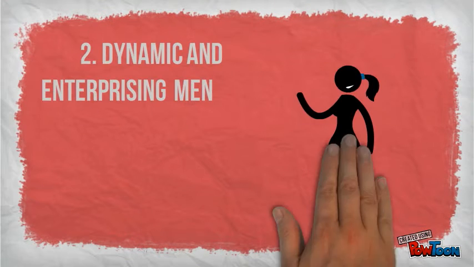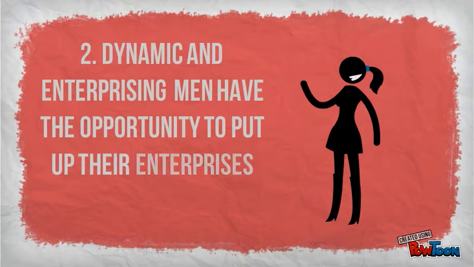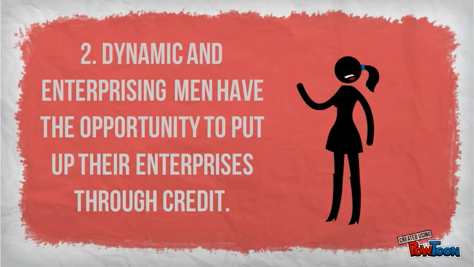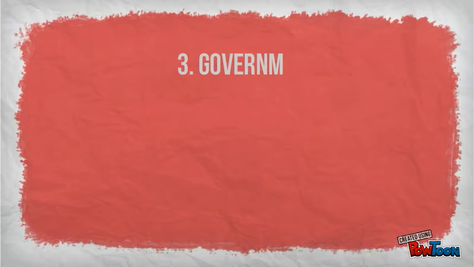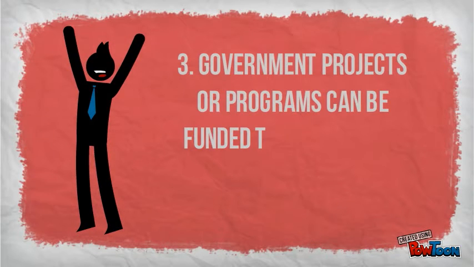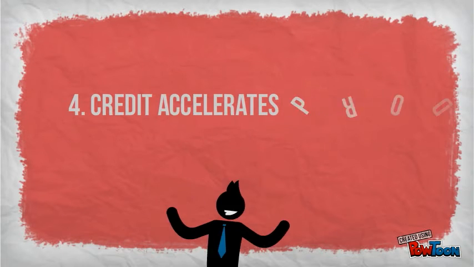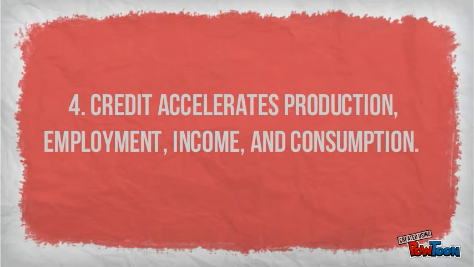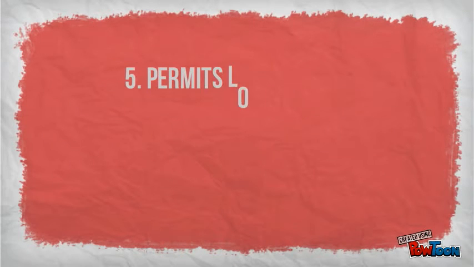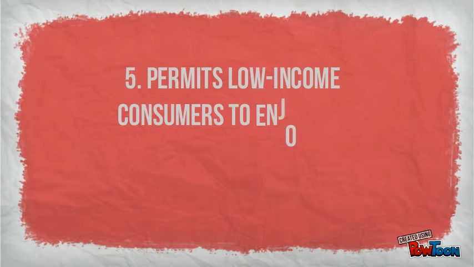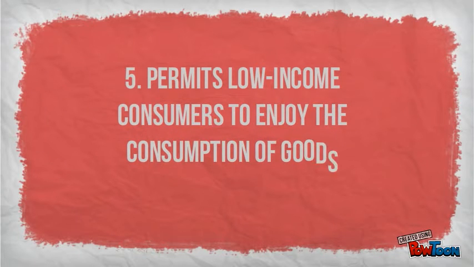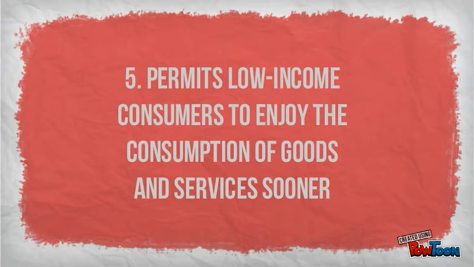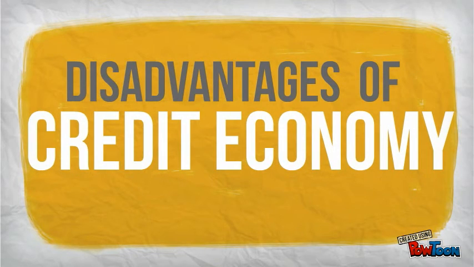2. Dynamic and enterprising men have the opportunity to put up their enterprises through credit. 3. Government projects or programs can be funded through bonds or loans. 4. Credit accelerates production, employment, income, and consumption. 5. Permits low-income consumers to enjoy the consumption of goods and services sooner, like house and lot, appliances, and other consumer products.